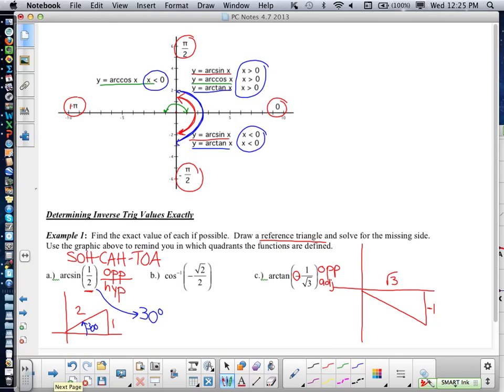And since arctangent is defined from negative pi over 2 to positive pi over 2, I have to name the angle in that range of values. So I'm going to call this angle negative 30 degrees. And you can check that in your calculator right now. If you type in arctangent negative 1 over √3, be sure you put that in parentheses. You should get negative 30 degrees as your answer.